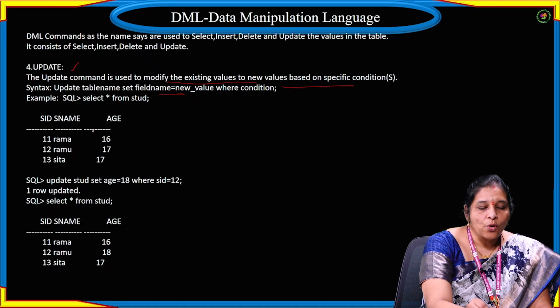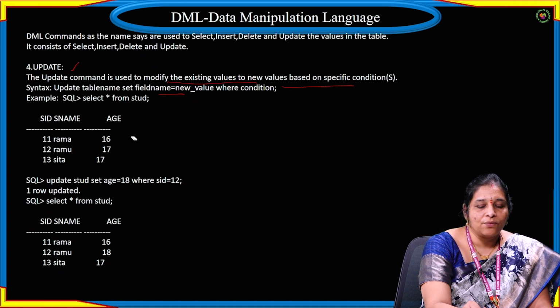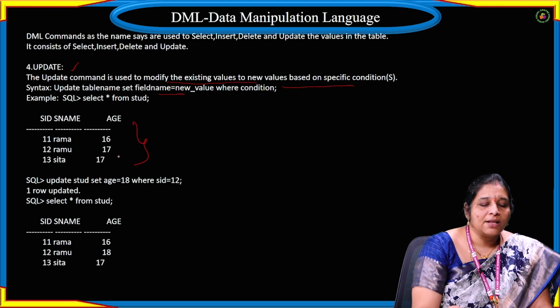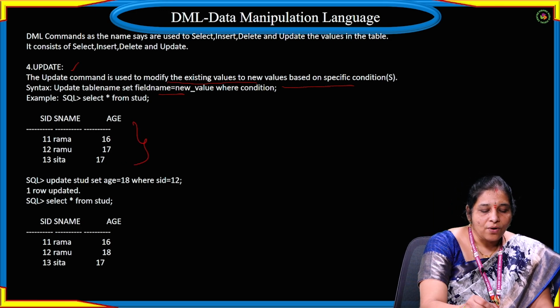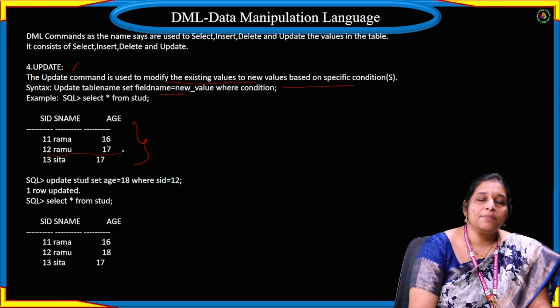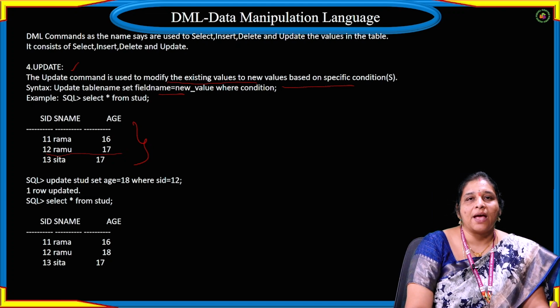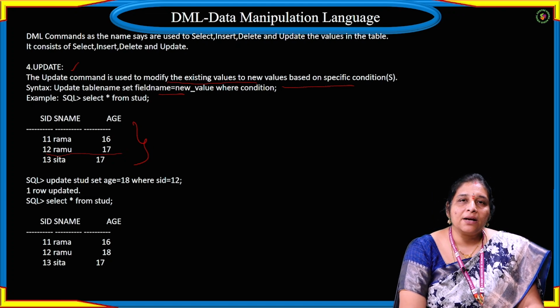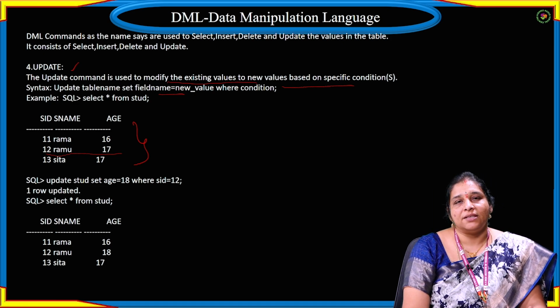Now I am going to select the student. So select star from student. I want to see the original. And in that I had SID, S name, age. Now I want to change Ramu's age. Ramu got a birthday, or let's say the initial information has been captured wrong, and Ramu comes back and explains to me that his age is not 17, and Ramu said his age is 18.